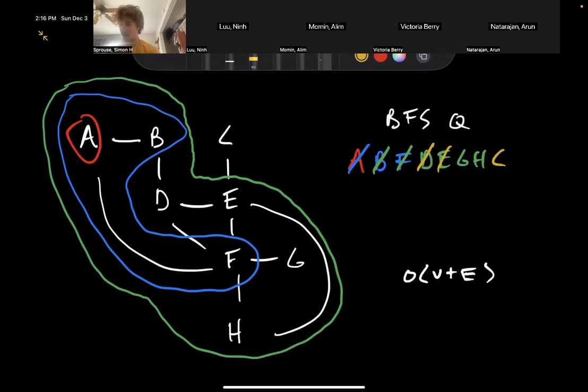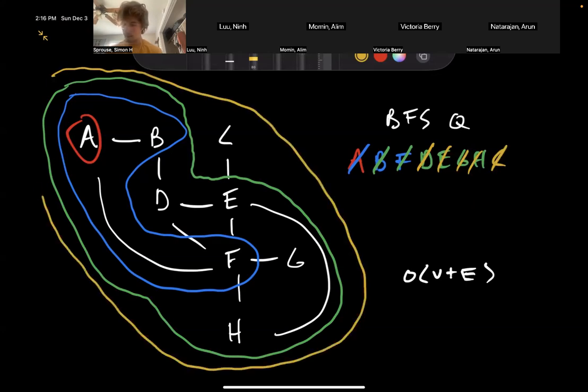And we're going to pop G, and that has no children. H has no children, and C has no children. And that effectively draws our last concentric circle. And thus, breadth first search is terminated.